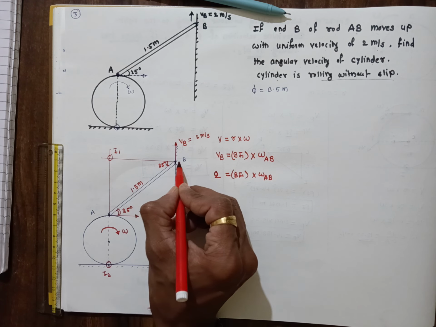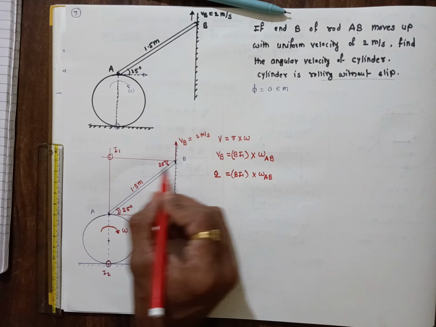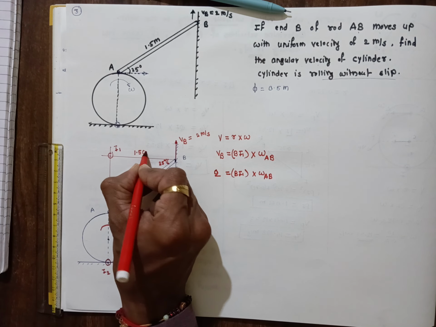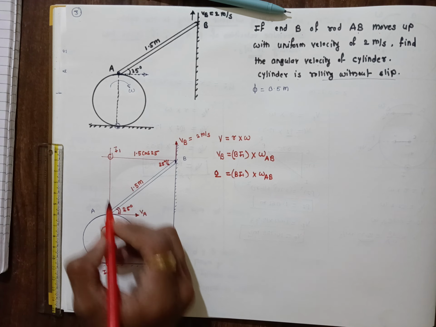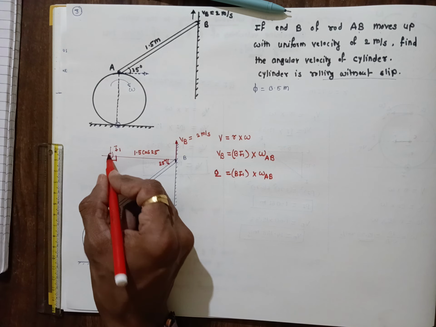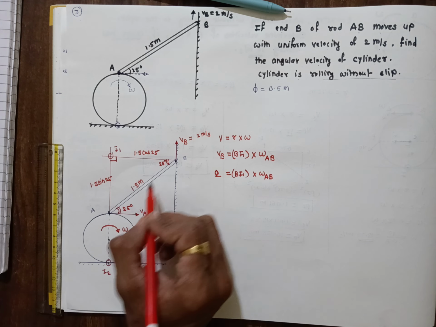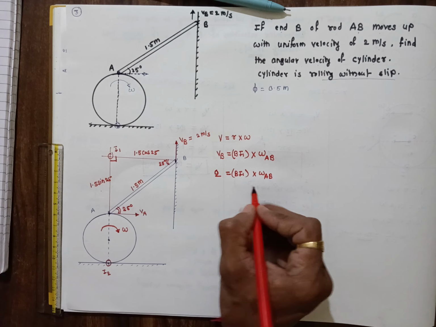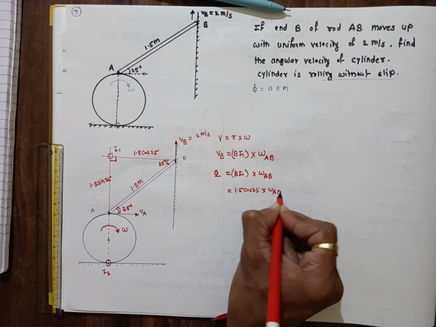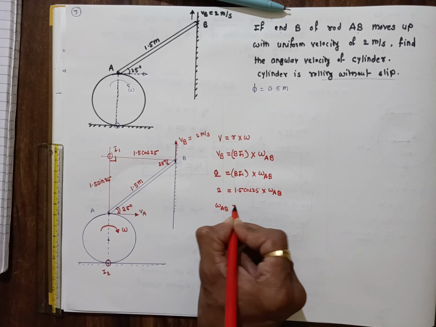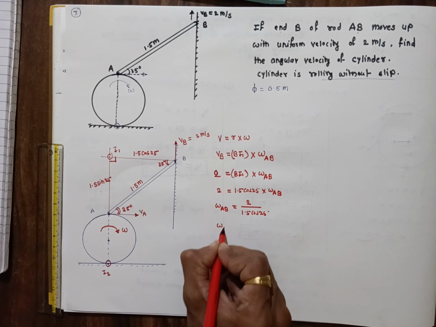So this is 1.5. If I consider this triangle BI1A, we can use the cosine, and from that we can find out the distance BI1. It is just simple trigonometry. So this is 1.5 cos 25. And distance AI1 is the opposite side in this right angle triangle, because this is exactly 90 degree. So this side AI1 is 1.5 sine 25. Just by using simple trigonometry we can find out these two sides. So BI1 into omega AB is 1.5 cos 25 into omega AB, and from this omega AB is equal to 2 divided by 1.5 cos 25.